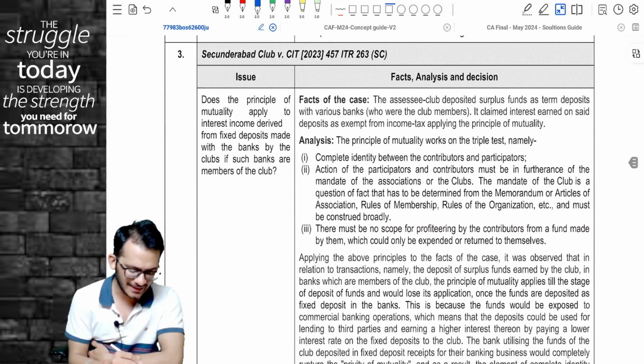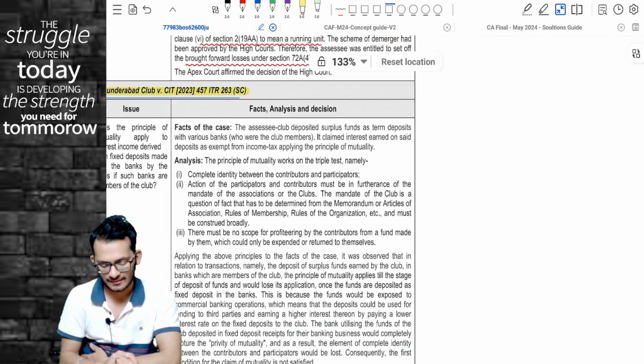Sikandrabad Club versus CIT. Now, Rahul, what is this case? A peculiar case, I'll tell you. The facts are like this.